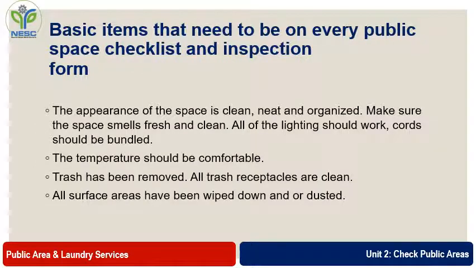So what are the basic items that need to be on every public space checklist and inspection form? Number 1. The appearance of the space is clean, neat and organized. Make sure the space smells fresh and clean. All of the lighting should work. Cords should be bundled. Next, the temperature should be comfortable. Then, trash has been removed. All trash receptacles are clean. All surface areas have been wiped down and or dusted.